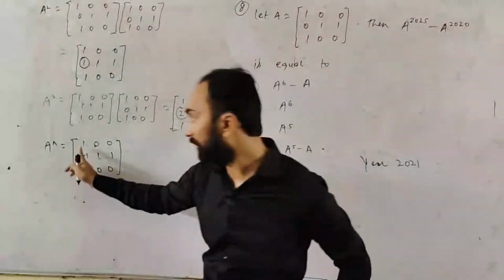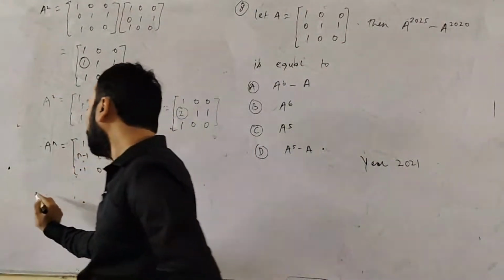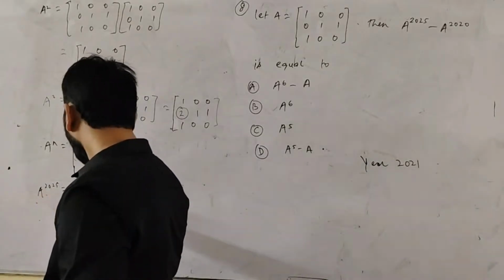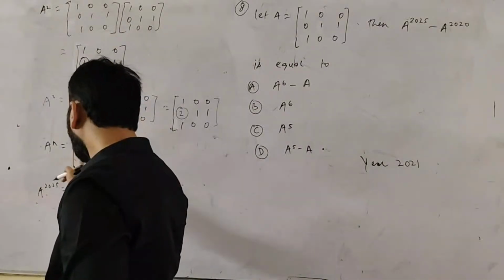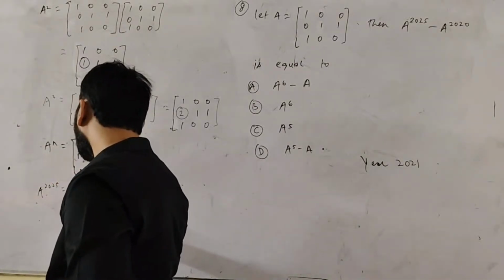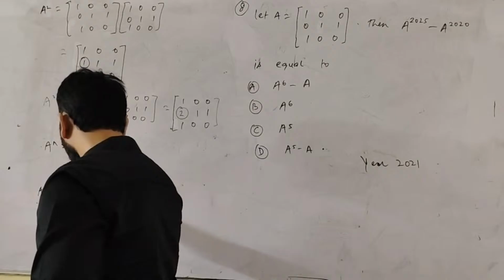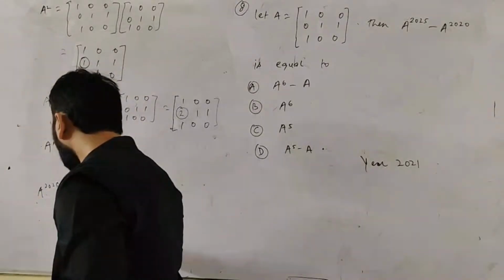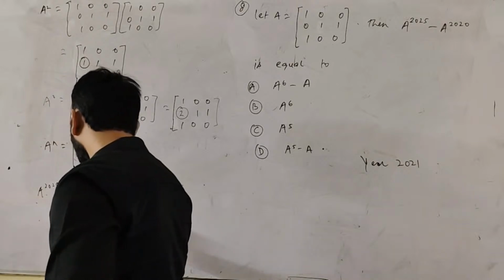Now they are asking, no, A to the power 2025. So obviously here it will come what? This point will come, no? If I want to find A to the power of 2025, it will come as 1, 0, 0. 2025, no? So here it will come 2024. I have to write it. 0 and 0. So this will come 1, 1. And this will come as 1, 0, 0.